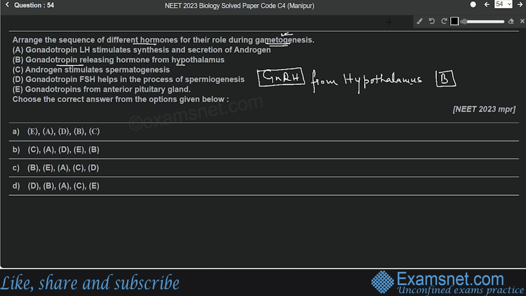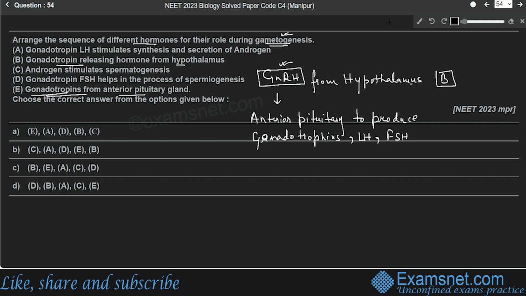Then after that will come statement E, gonadotrophins from anterior pituitary gland. Why? Because this gonadotrophin releasing hormone that was released from the hypothalamus will stimulate the anterior pituitary gland to produce gonadotrophins, and in addition to this, it also stimulates it to produce other hormones such as luteinizing hormone and follicle stimulating hormone. So the first statement is B, then the next statement will be E.